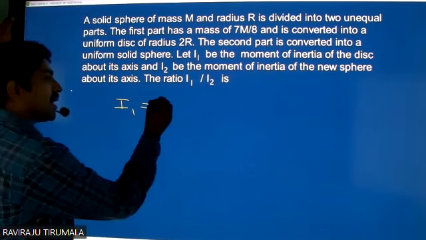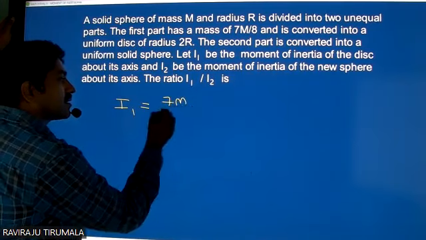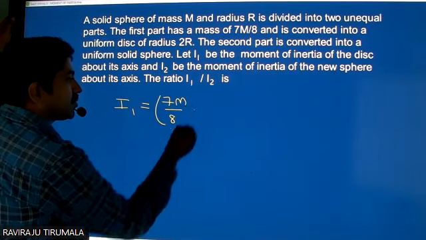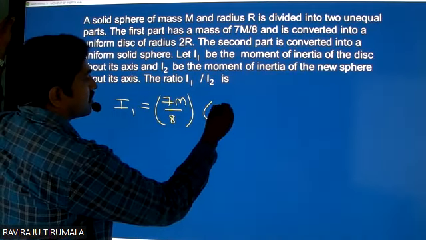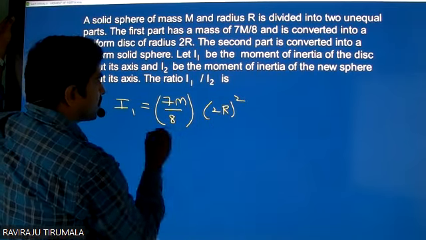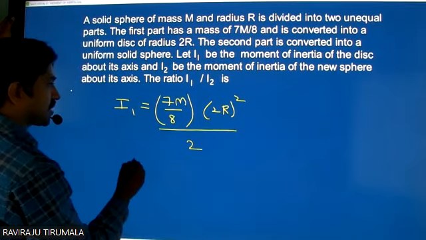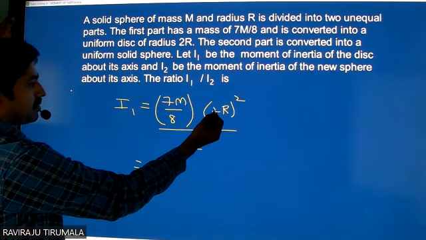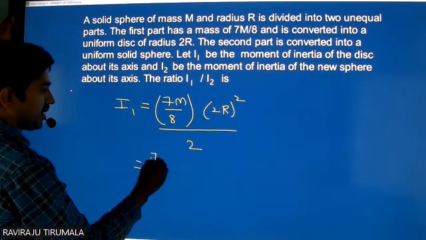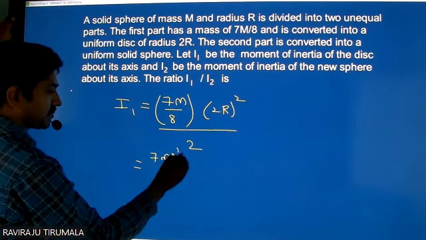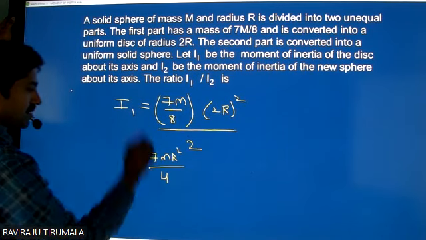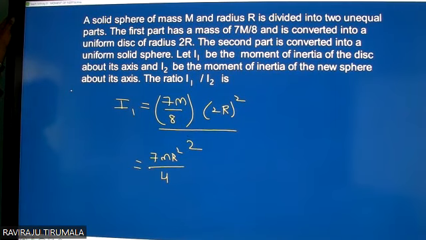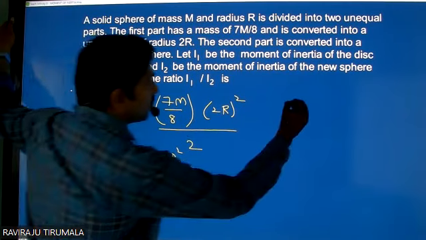mr square by 2, no? M means 7m by 8, into r means 2r whole square by 2. How much will it be totally? 2 to the 4, 4 means 7m by 4, so 7mr square by 4, I think. You also just calculate. 7mr square by 4. What about I2?